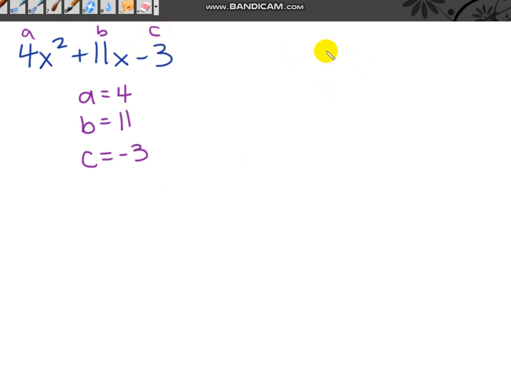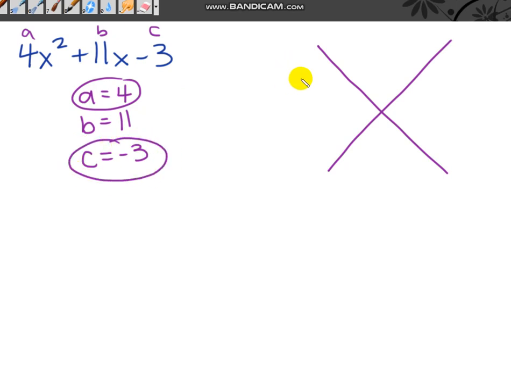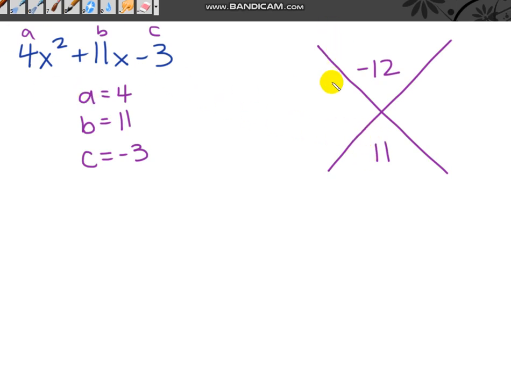So as we create our x method, we're taking 4 times negative 3. We're taking a times c, so 4 times negative 3 is going to be negative 12. We take our b term, which is on the bottom, so it's going to be a positive 11. We're finding two numbers that multiply to negative 12 and add up to positive 11. I believe this should be 12 and negative 1, because 12 times negative 1 is negative 12, and 12 plus negative 1 is positive 11.